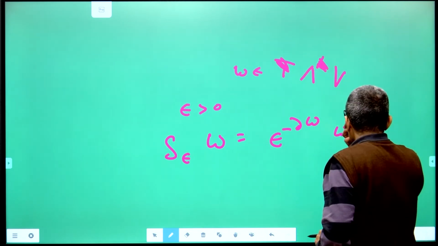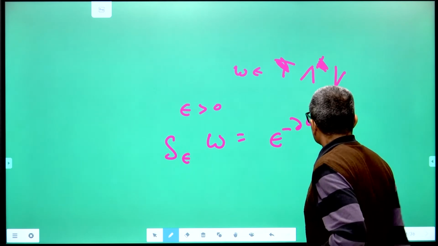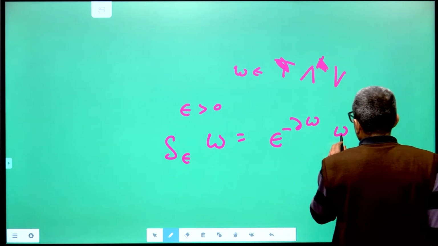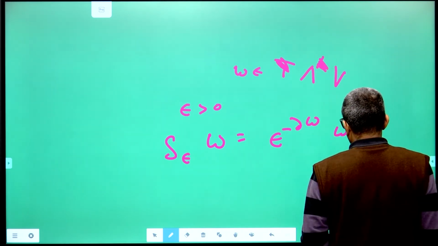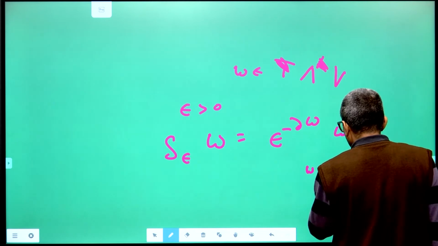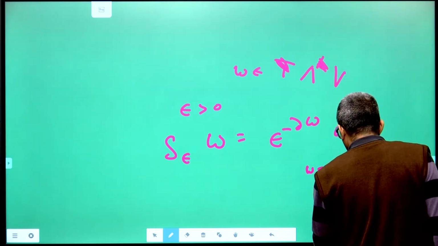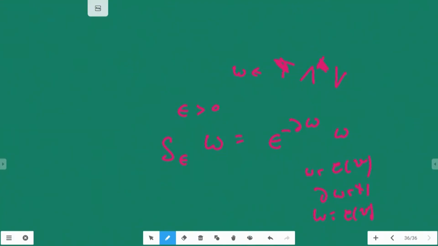For example, if omega is a 1 form, then dou omega is 1. If omega is a 2 form, then dou omega is 2. So if omega is a creation operator of order k, then dou omega will be k. If it is an annihilation operator, right? For example, if omega is equal to EV, then it is a creation operator. So in that case, dou omega will be plus 1. On the other hand, if omega is EV star, then dou omega will be minus 1.